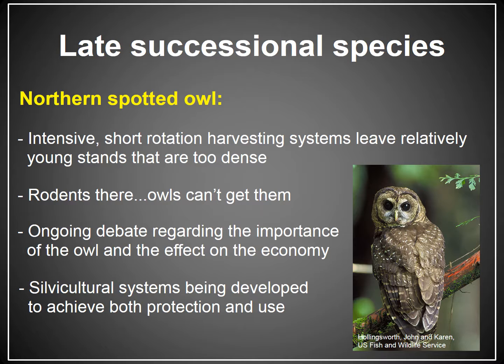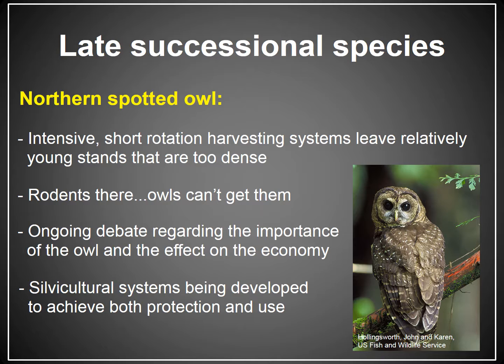Following the listing of this species as endangered, the amount of harvesting that was conducted on U.S. Forest Service land was reduced dramatically. This, in addition to several other economic factors, has led to a decline in the number of jobs related to logging and milling in a region highly dependent on a thriving forest products industry. The debate regarding how to balance the needs of the owl and the needs of the people within these communities continues today, and as you can imagine, it's often really contentious.